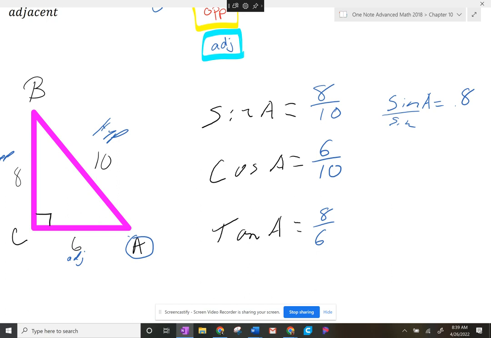So I have 0.8. For me to figure out what the actual angle is, on your calculator, you're going to hit sine to the -1, so the inverse of sine, because we have to divide by sine. When you divide by something, it's the inverse. So you put the inverse of sine, sine to the -1 power, and then you either put 8 over 10, or you can put 0.8.